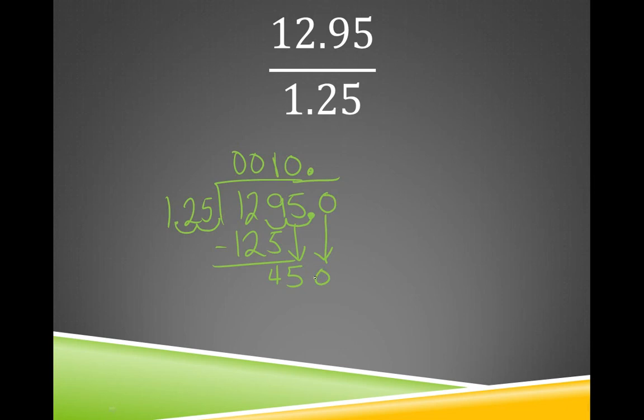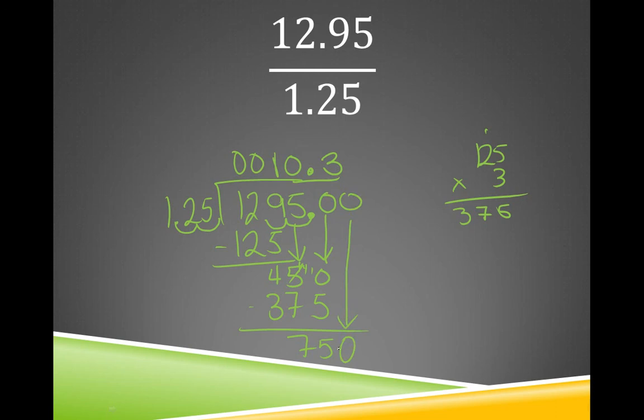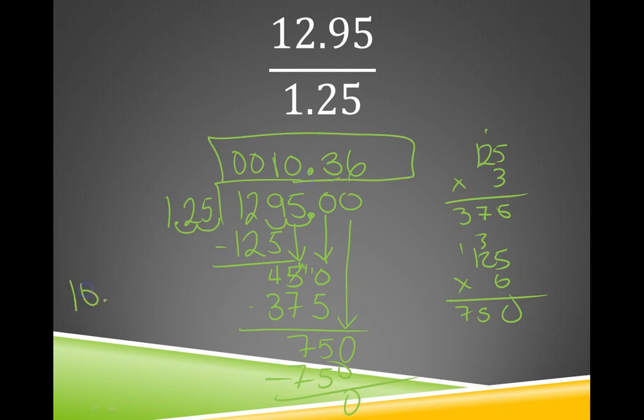125 can go into 450 probably 3 times. If we go 125 times 3, that's 375. We subtract that, and that will give me 75. Again, we're going to have to add another 0, drop that down, add it on. And 125 can go into 750 6 times. So go 125 times 6, that's 750, 0. Because I got a 0 there, I am done. So 10 and 36 hundredths, or 10.36, is my answer.